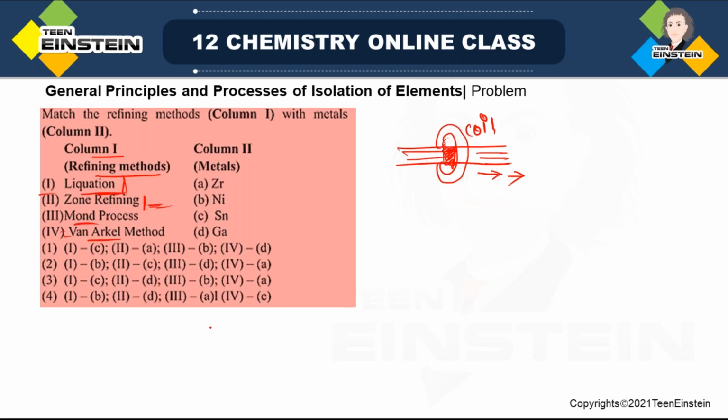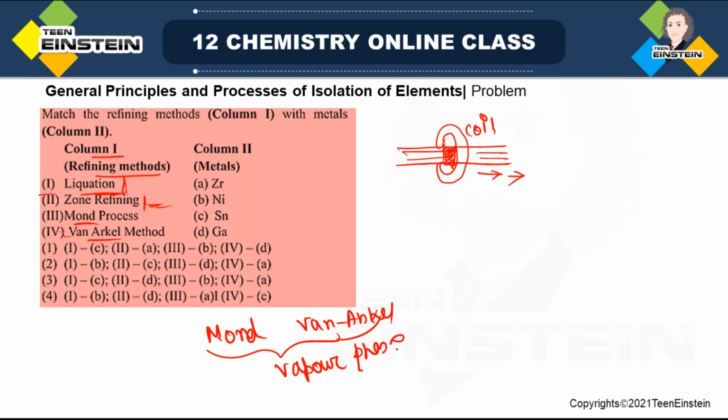Now Mond and Van Arkel, both these processes are basically under vapor phase refining method. Under vapor phase there are actually two methods we have discussed. Now when it is the Mond process, it is specially for nickel. When it is Van Arkel, it is for Zr and titanium. Now Mond is B. It is very important. Mond process related questions you will see very frequently, Mond process and also Van Arkel. So try to remember these two.